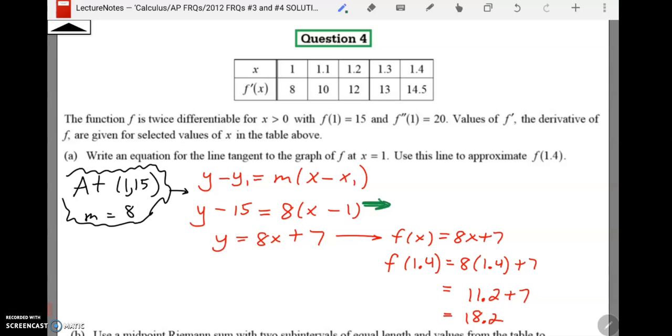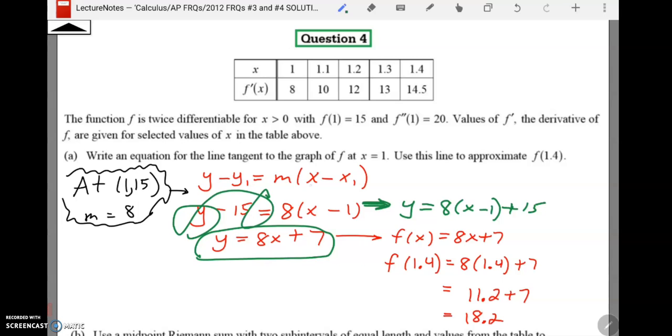On the AP exam, they usually will just leave this as 8 times x minus 1 plus 15, because if you distribute the 8 and do it wrong, then you lose points. So you don't have to put it in y equals mx plus b form, but you do probably want it to say y equals. So you want to move the 15 over. That makes sense, so that it's explicit in terms of the equation of the line.